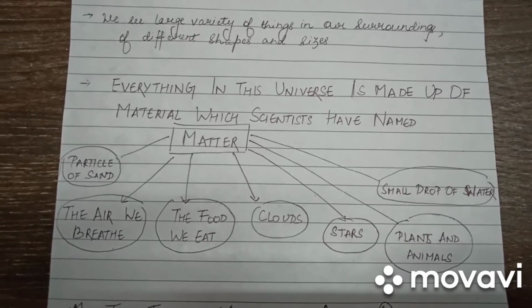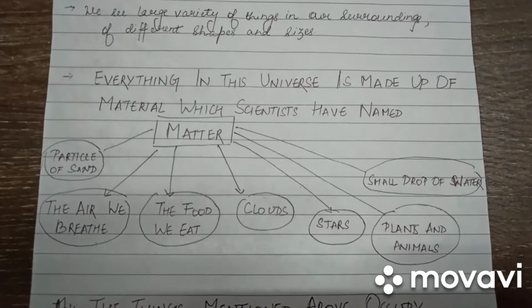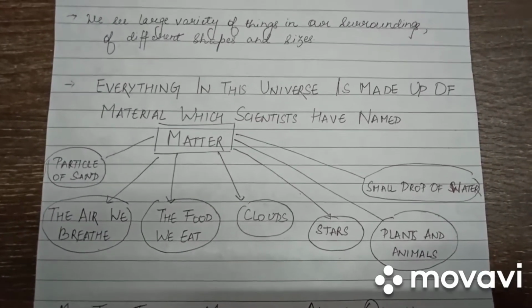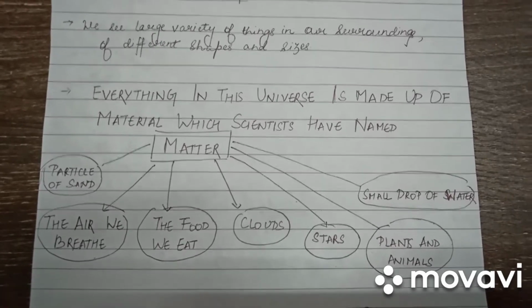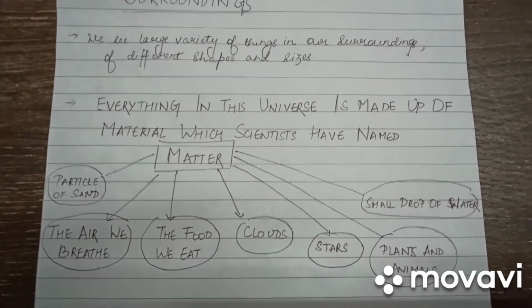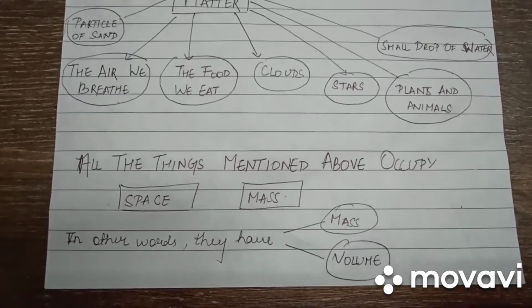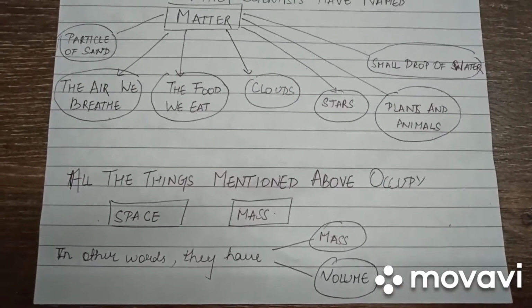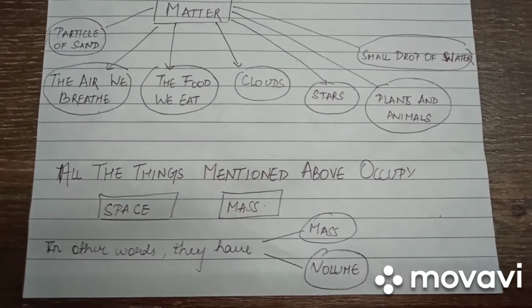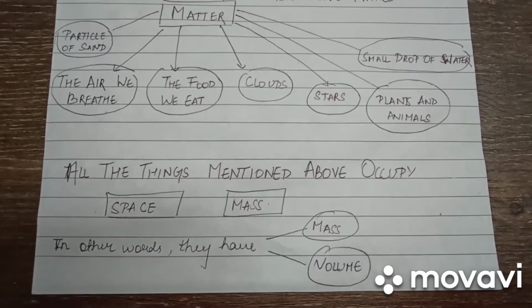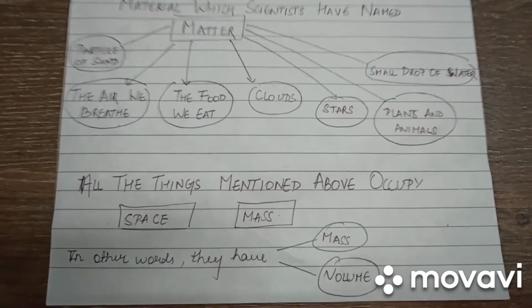A particle of sand, the air we breathe, the food we eat, clouds, stars, plants and animals, even a small drop of water, all come under matter. As we discussed in the definition of matter, all the things mentioned above occupy space and have mass. In other words, they have a certain mass and occupy a certain volume, and hence can be classified under matter.